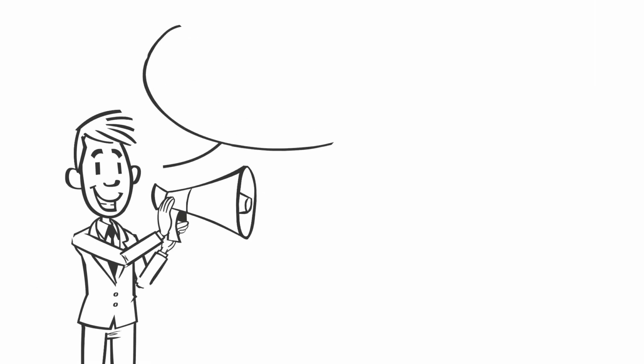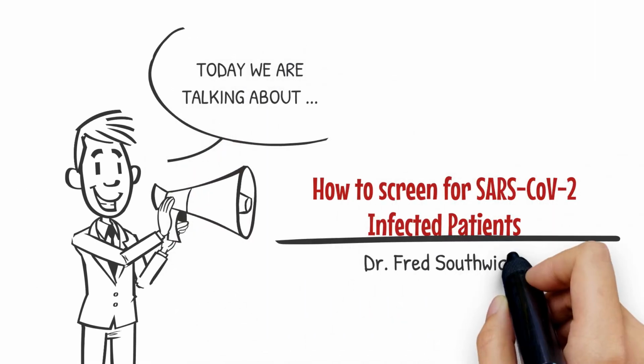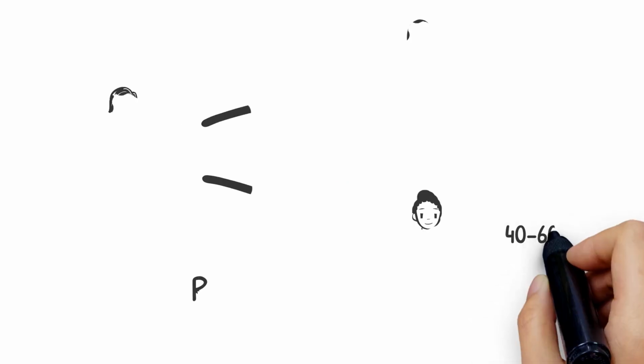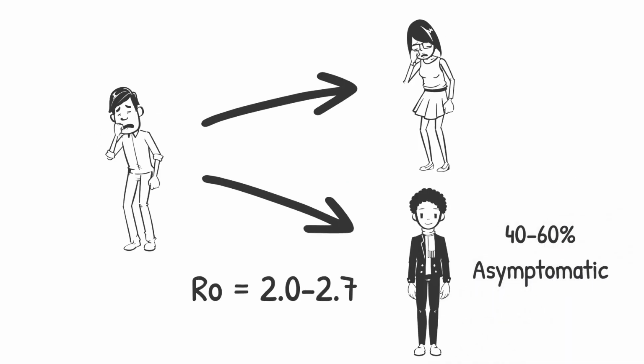Today we will be talking about how to more effectively screen for SARS-CoV-2 infected patients. In many parts of the world, shelter in place or lockdown has ended, and now testing for the virus becomes urgent. Remember, one infected person infects 2 to 2.7 individuals, and 40 to 60% of those that are infected are experiencing no symptoms.